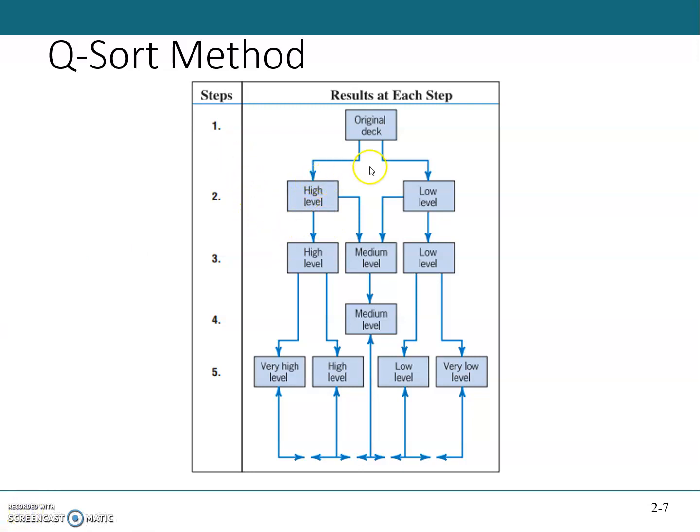So as you can see in this figure, first of all, the projects are divided at the high level and the low level, and within that high level, then further high level, and then within that high level, there are some very high level and then high level projects are sorted out. So sorting of the projects based on the qualitative assessment is basically performed in the Q-sort method.